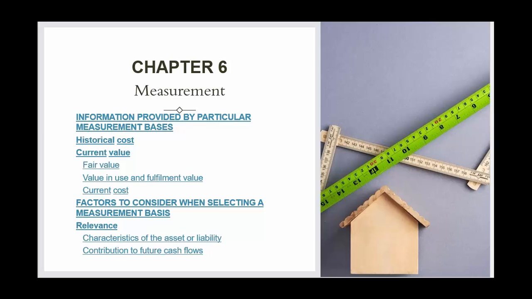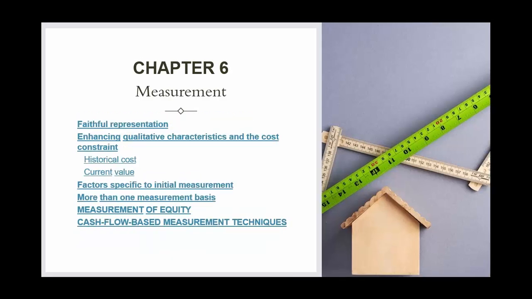Our fourth topic is factors to consider when selecting a measurement basis. Under this topic, we will cover relevance, which includes characteristics of the asset or liability, contribution to future cash flows, faithful representation, enhancing qualitative characteristics and the cost constraint, historical cost, current value, factors specific to initial measurement, more than one measurement basis. The next topic is measurement of equity. Finally, we will discuss cash flow-based measurement techniques. We will provide clear explanations and examples for each topic to make the concepts easier to understand. Let's dive into the details.